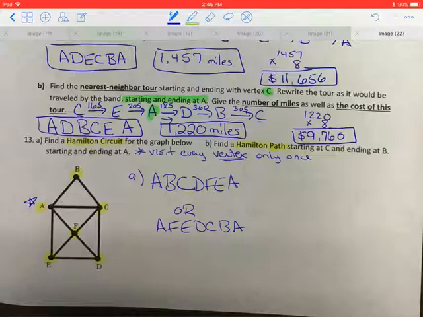So these are just two of several possible answers. There are more answers than this. I tried to list them all on the answer key. I don't know if I got them all or not.